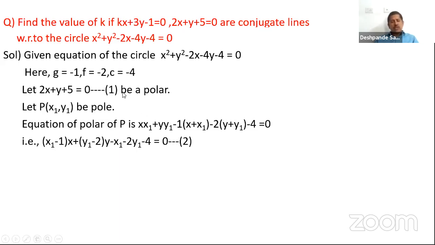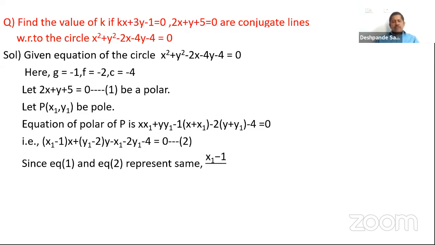This is also a polar, this is also a polar. So equation 1 and equation 2 both are polars. So since equation 1 and equation 2 are polars, representing the same line, we can say the coefficient of x, coefficient of y, and coefficient of constant terms are proportional. So x1 minus 1 by 2 is equal to y1 minus 2 by 1 is equal to minus x1 minus 2y1 minus 4 divided by 5.